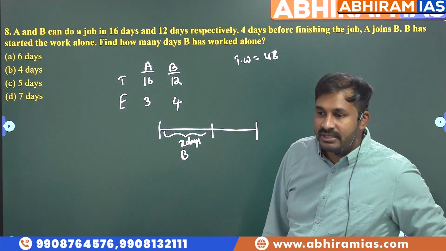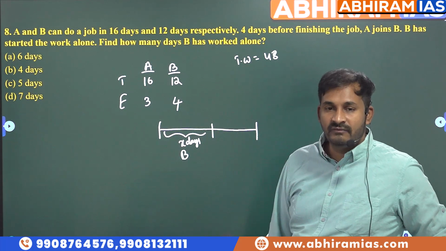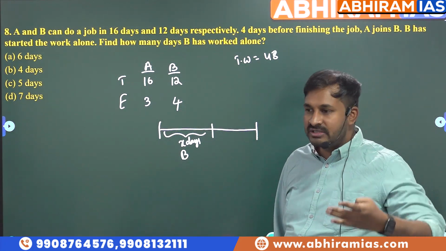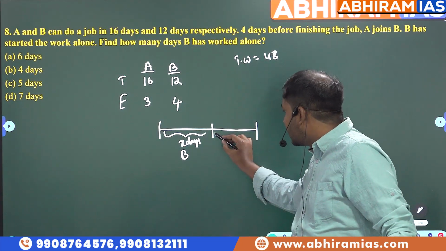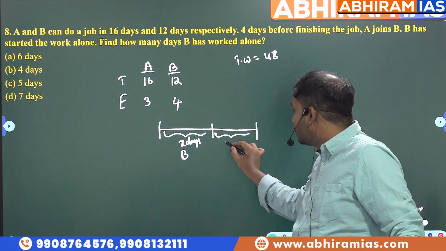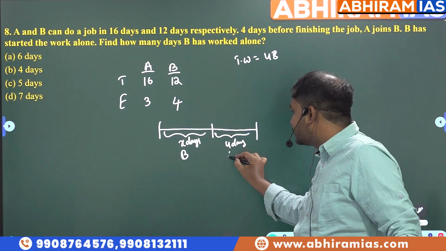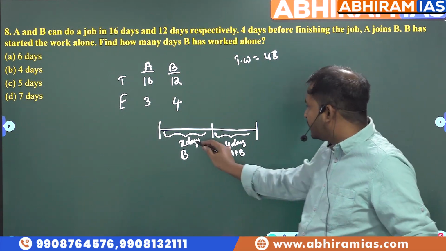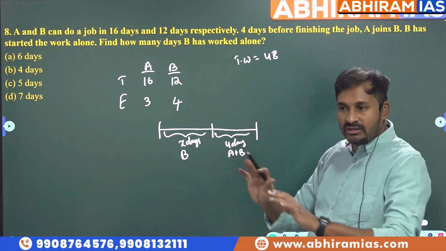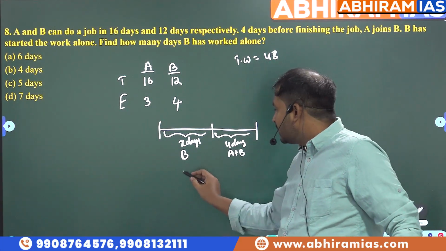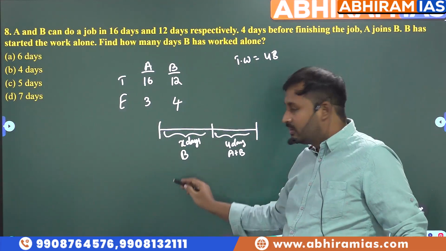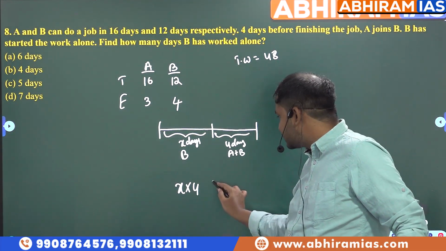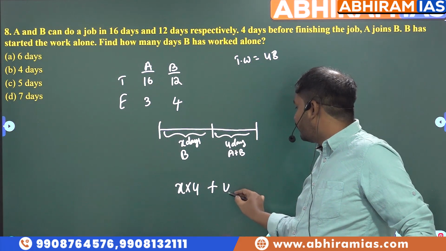When did A join B? Before completion of work by 4 days. That means last 4 days only, right? Before completion of work by 4 days, the last 4 days was worked by whom? Both A and B. Okay, what for the first X days, by working in this manner, my total work is finished. So, what is the efficiency of B here? 4. With 4 efficiency, B worked for how many days? X days. So, X into 4 plus, with 4, they worked for 4 days.